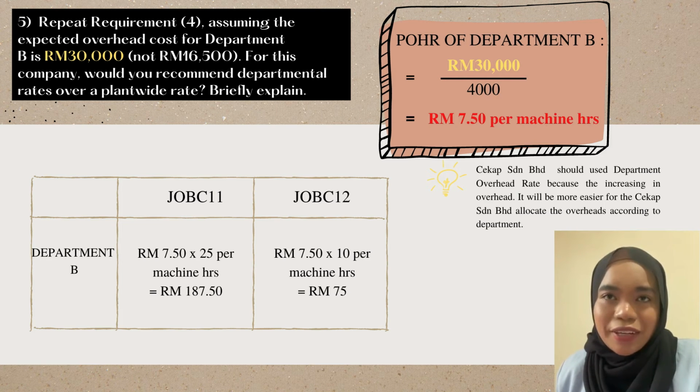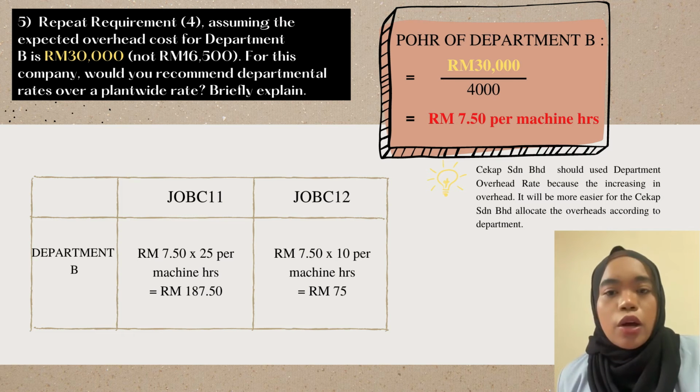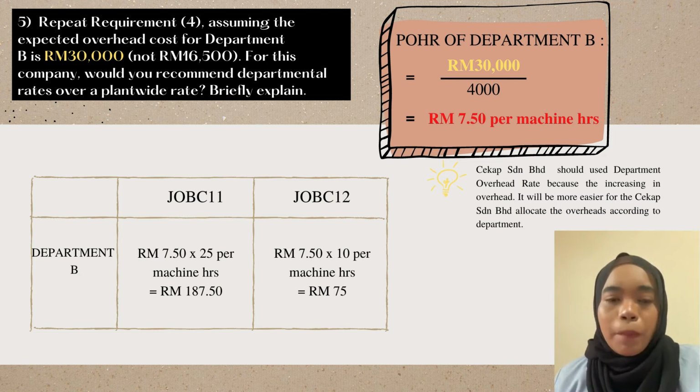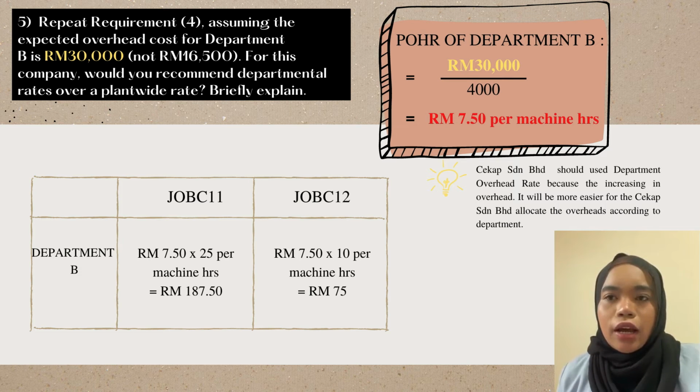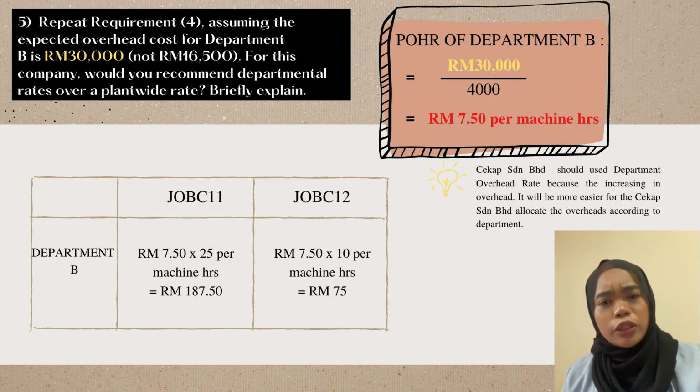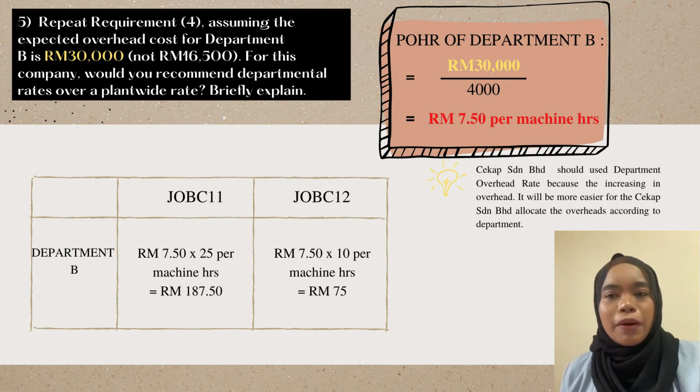So guys, we have already reached the last part of exercise 1, where the question is: repeat requirement number 4, assuming the expected overhead cost for Department B is 30,000 and not 60,500. For this company, would you recommend departmental rate over plant-wide rate? Briefly explain.